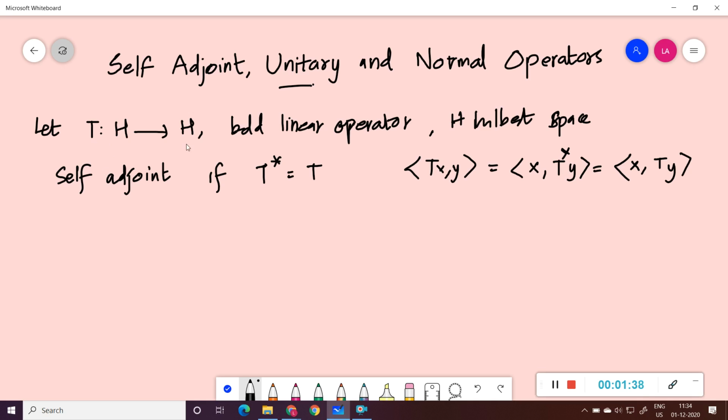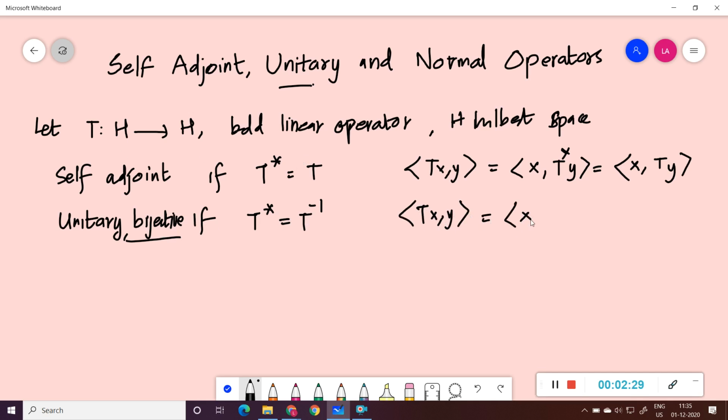And the bounded linear operator T from a Hilbert space onto itself is said to be unitary if T star is equal to T inverse. That is, its adjoint operator is the inverse of T, which, from the definition of inverse, can only be defined if T is bijective. Otherwise, T inverse does not exist and T star equal to T inverse has no meaning. So, a bounded linear operator T from a Hilbert space H onto itself is said to be unitary if T is bijective and T star should be equal to T inverse. Or in other words, inner product Tx,y should be equal to inner product x, T star y, which should be equal to x, T inverse y.